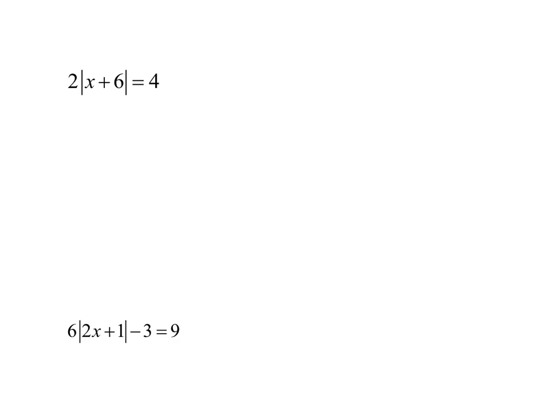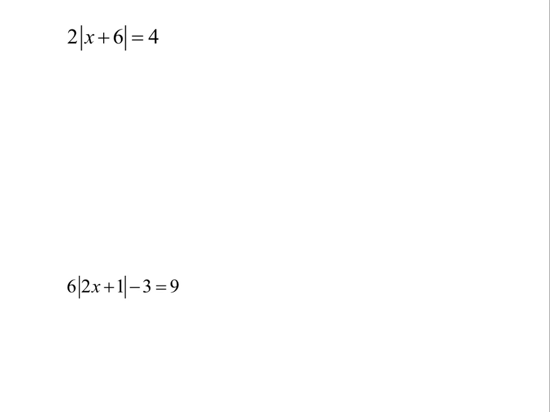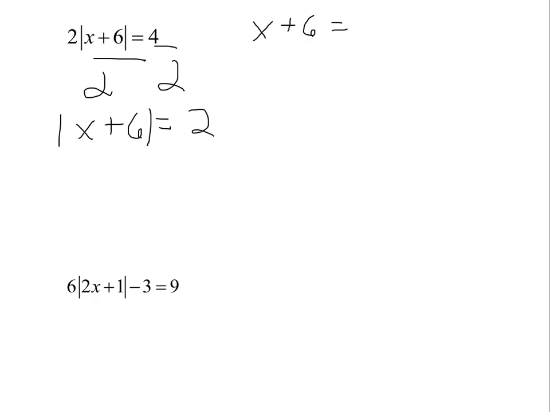Let's try two more examples that are a little bit more complicated. So before I make the two equations, I have to get the absolute value by itself. To do that, the absolute value is multiplied by 2. I'm going to divide each side by 2. So that gives me the absolute value of x plus 6 equals 2. So my two equations are going to be x plus 6 equals 2 and x plus 6 equals negative 2.